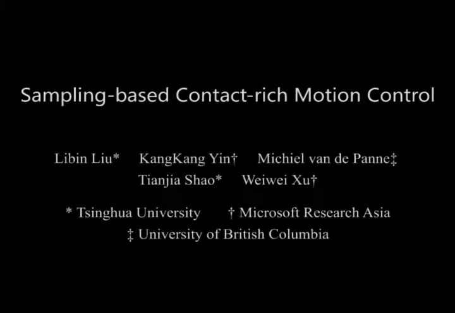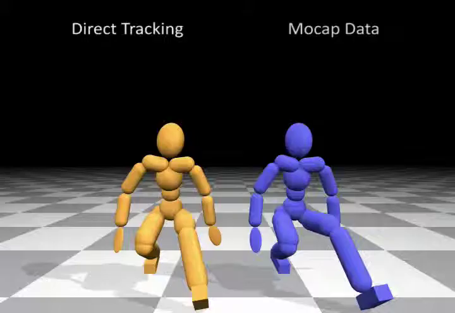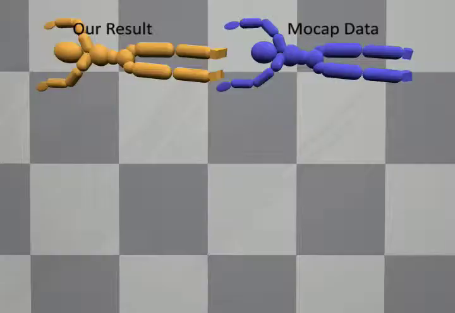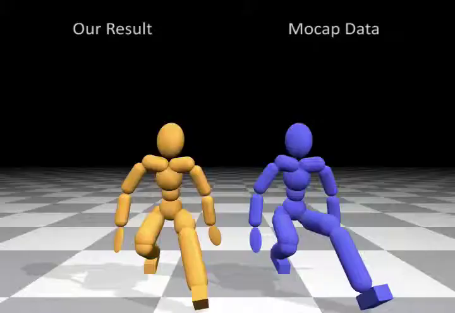In this project, we use randomized sampling to construct controls for physically simulated character animation. The yellow character on the left shows the results of direct trajectory tracking using proportional derivative controls. The blue character on the right shows the corresponding motion-captured reference trajectories. Now the yellow character shows the simulations obtained using the controls reconstructed by our sampling method.